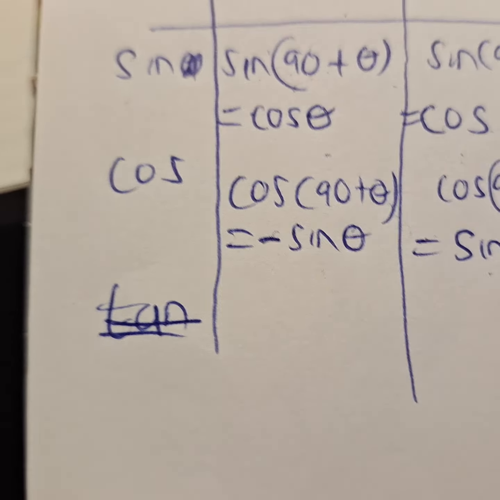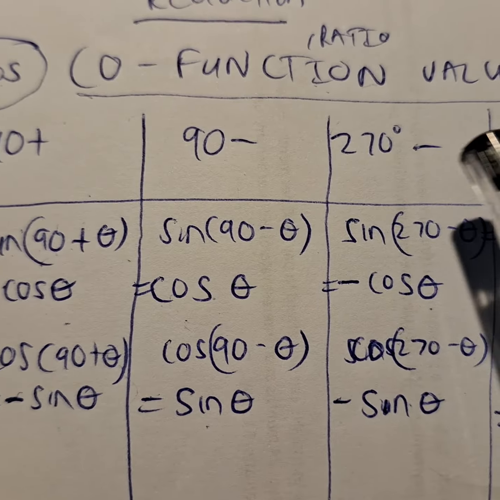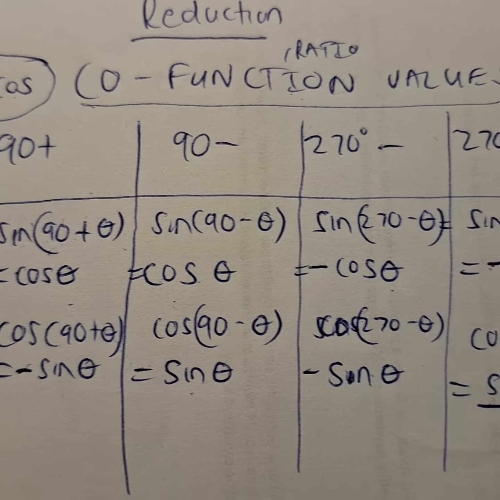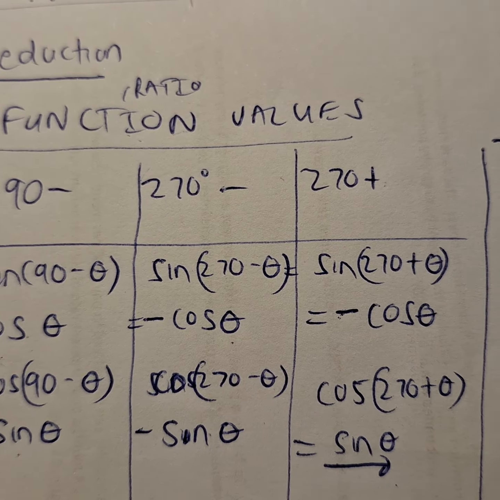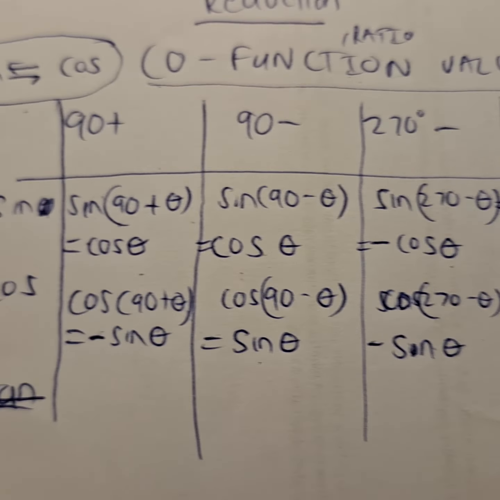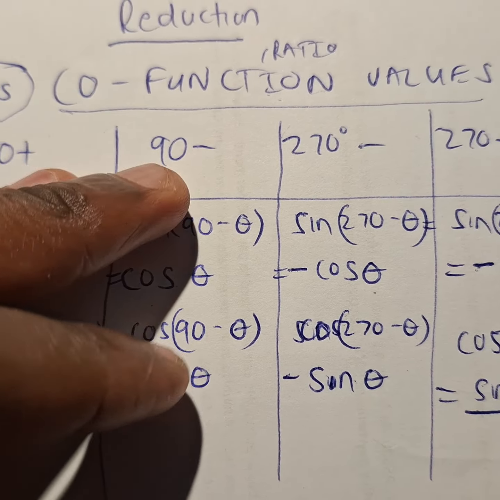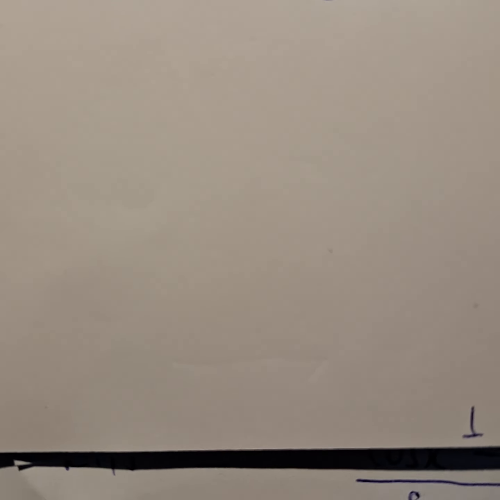You may note that we have not written tan for the co-ratios, and that is because we don't look at the co-ratio of tan in this particular syllabus, and that's very important to note. I hope it's clear. Then there are special angles, which can be done with no particular problem.